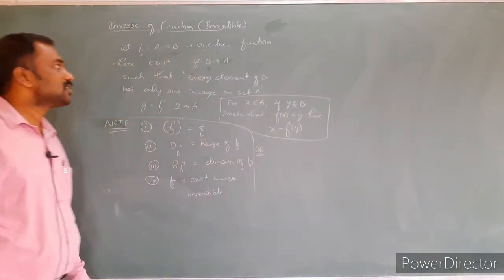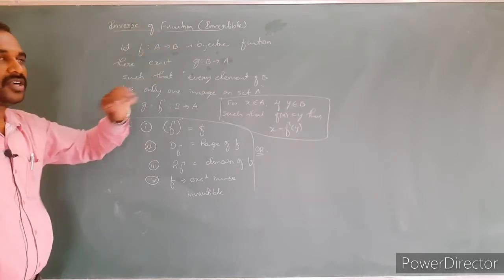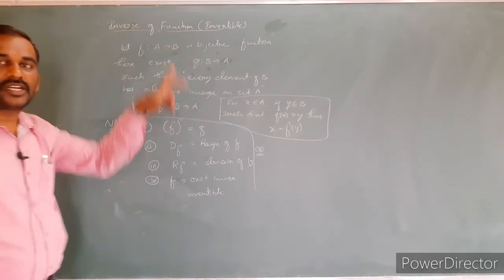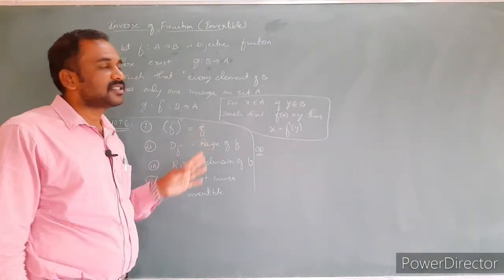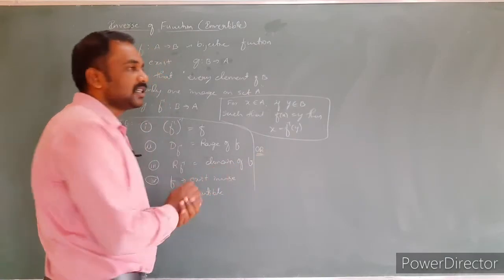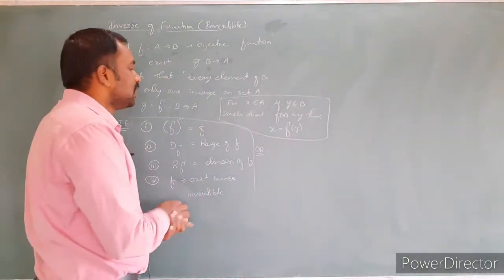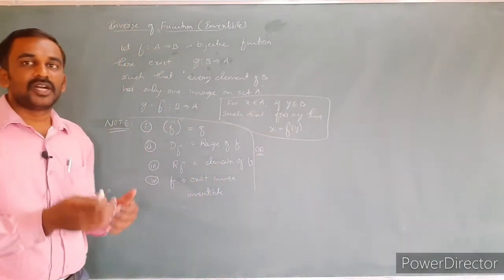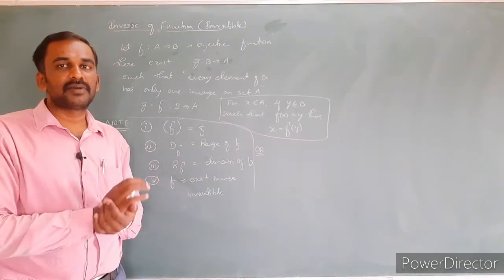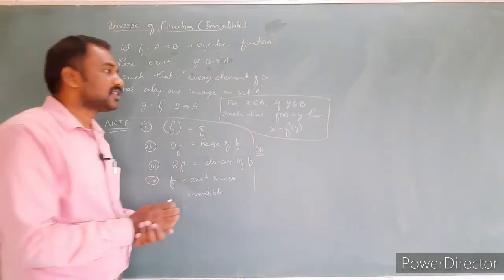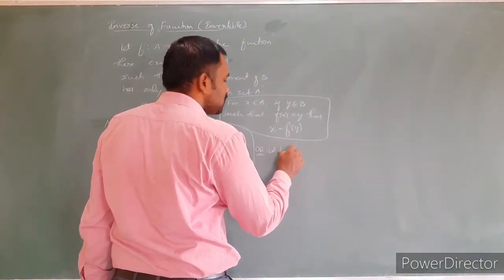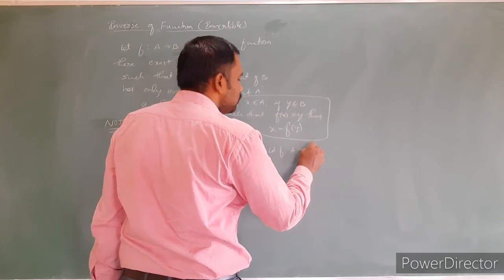Inverse function definition: every element of the codomain set has a unique pre-image in the set A. This is said to be an invertible function. Another definition: with the help of the composition of two functions, we can easily define the inverse of the function. How to define it: let f be a function from A into B.